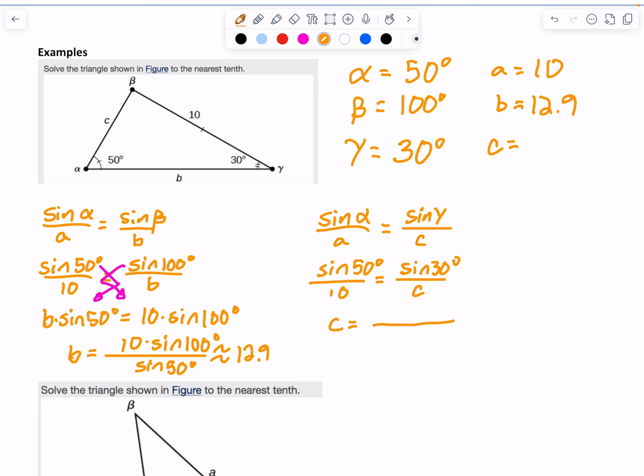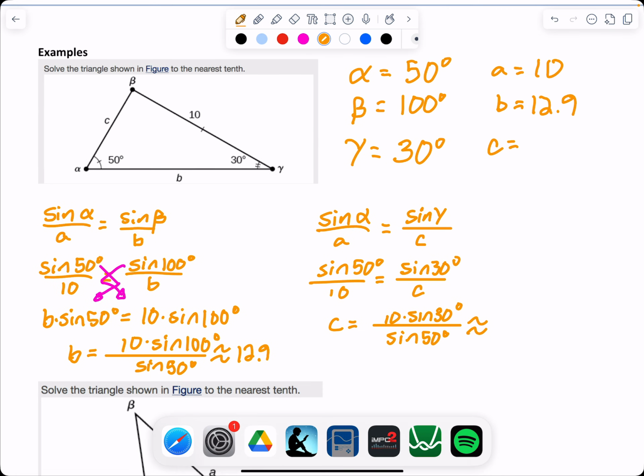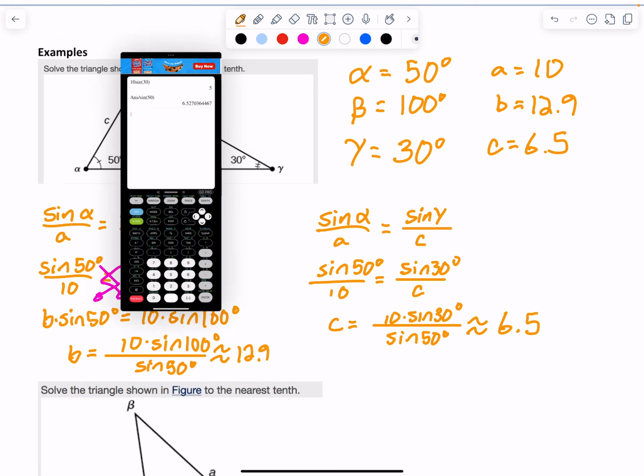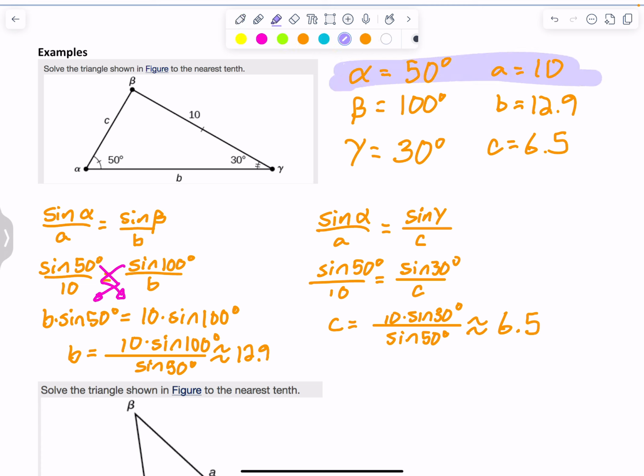I hope you'll be okay with it. But I would times 10 by sine 30 if I cross multiply 30 degrees. The sine 50 would be with the C, which means I'm going to divide. So this is roughly, all right, 10 sine 30. I knew that one. Divided by sine of 50, which is roughly about 6.5. So we have solved the triangle because we have found all sides and all angles.